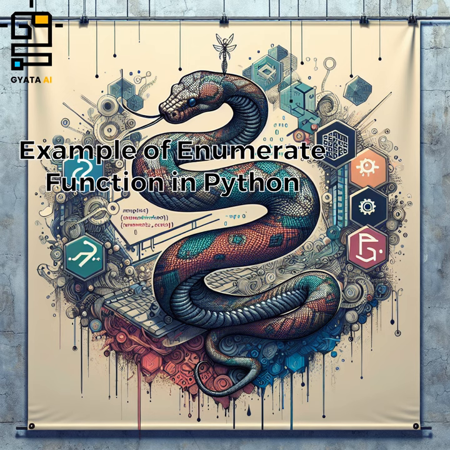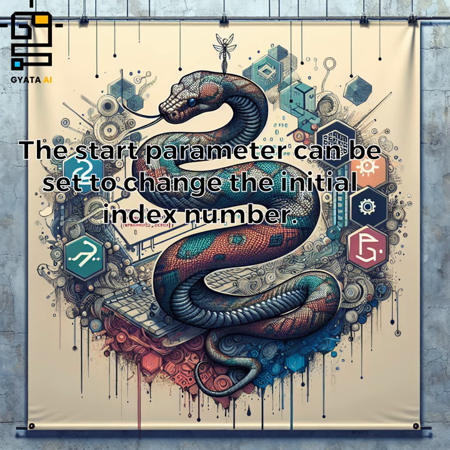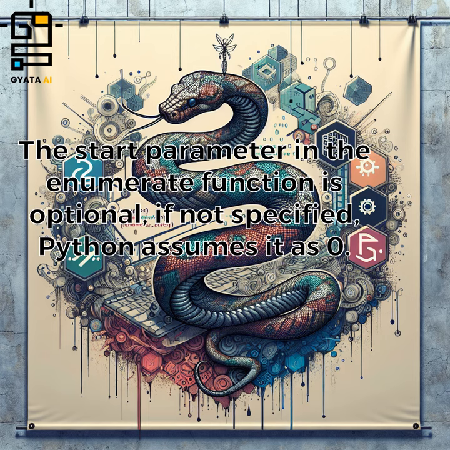Example of enumerate function in Python. The enumerate function can be used with lists to get the index and the value of the elements. The start parameter can be set to change the initial index number. Tips, tricks, and common errors. The start parameter in the enumerate function is optional. If not specified, Python assumes it is 0.